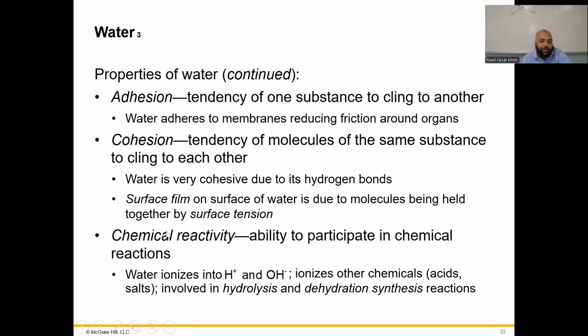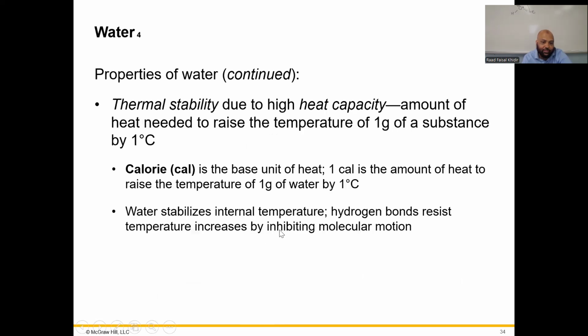Chemical reactivity is the ability to participate in a chemical reaction. Water ionizes into H plus and OH minus. It ionizes other chemicals, acids and salts. It is involved in hydrolysis and dehydration synthesis reactions. Another property is thermal stability, which is due to high specific heat capacity.